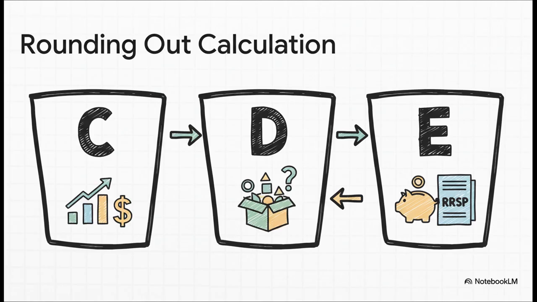Then there's Subdivision D, which is kind of a catch-all for other income sources that don't really fit anywhere else. And finally, Subdivision E, starting at Section 60, lists out other deductions you might be able to take. And this is where you'll find the famous one for RRSP contributions, your Registered Retirement Savings Plan.